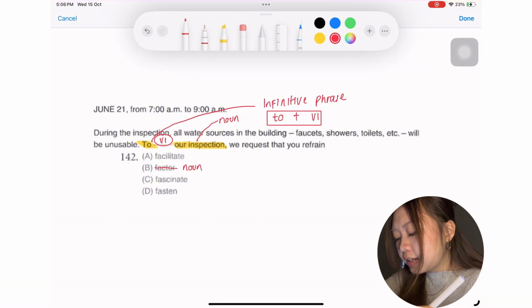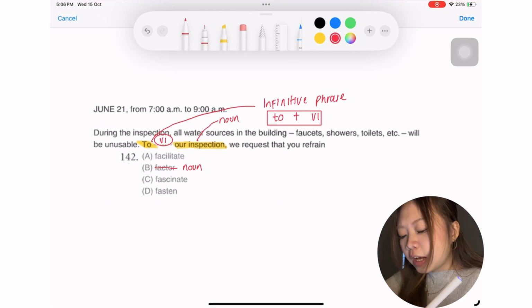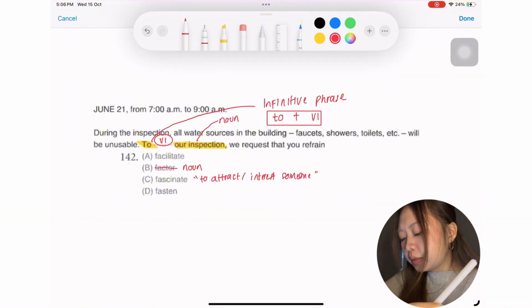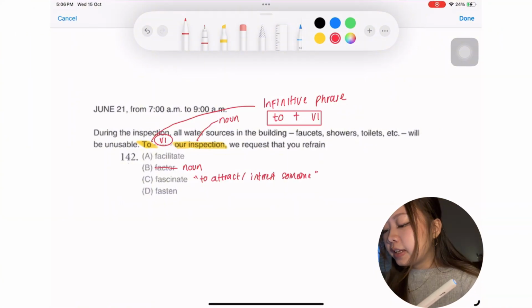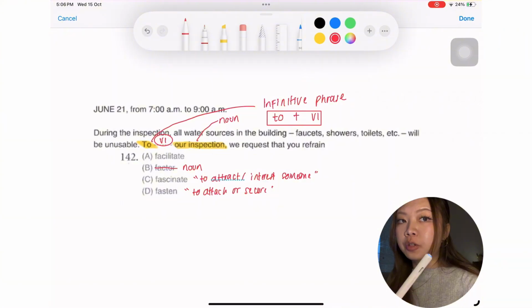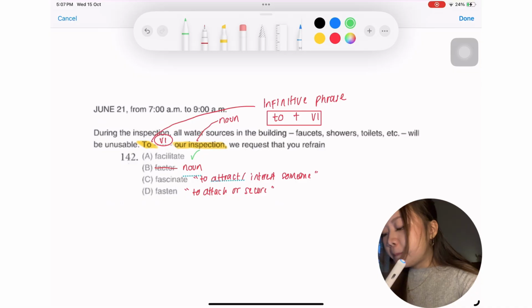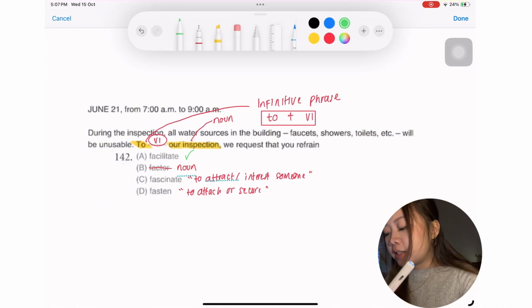C, fascinate is a verb, but it means to attract or interest someone, which doesn't make sense with our inspection. And D, fasten is a verb, but it means to attach or secure, which also doesn't fit the context. That leaves A, facilitate, as the only correct choice, meaning to make the inspection easier.